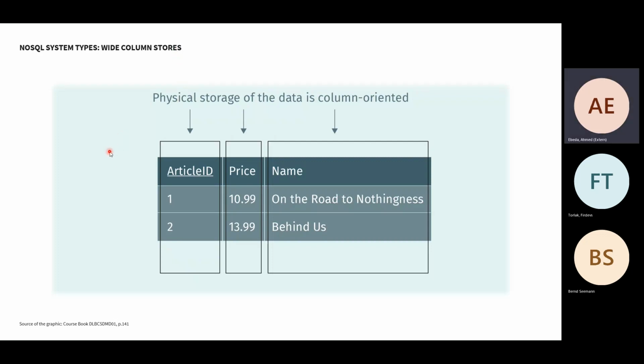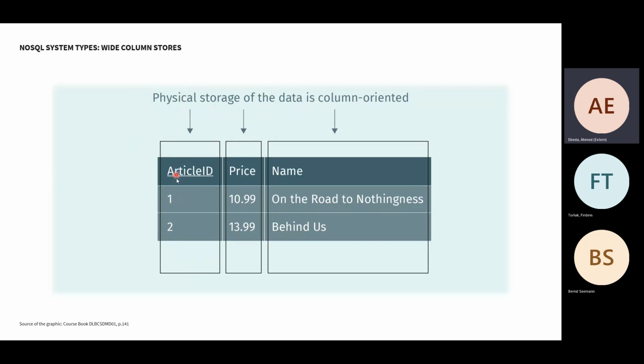and another type called column store or column database. This is based on columns, so its physical storage of the data is column oriented. So in a relational database, the records were based on rows, not columns. Now this type from NoSQL is called column oriented or column based.